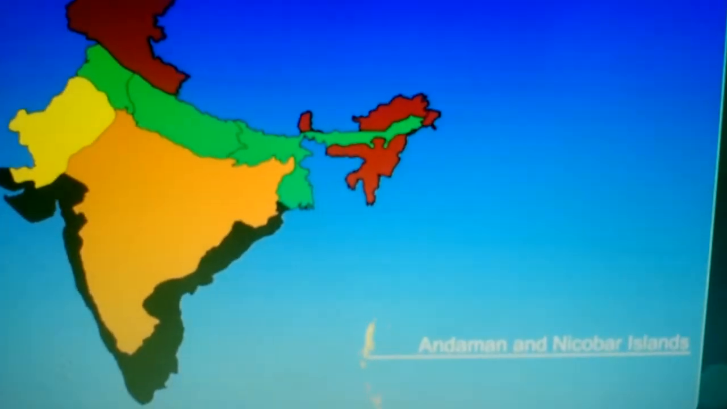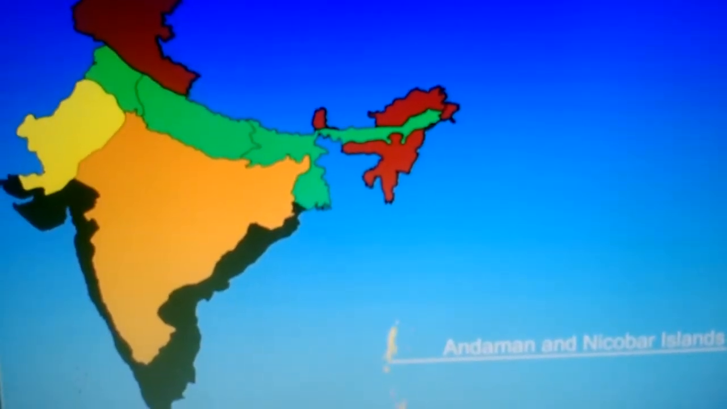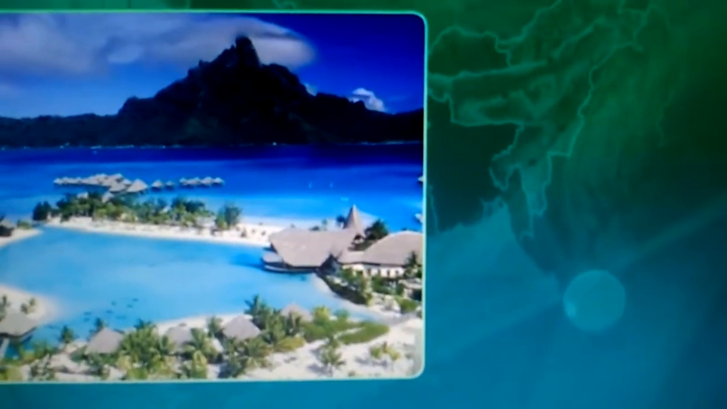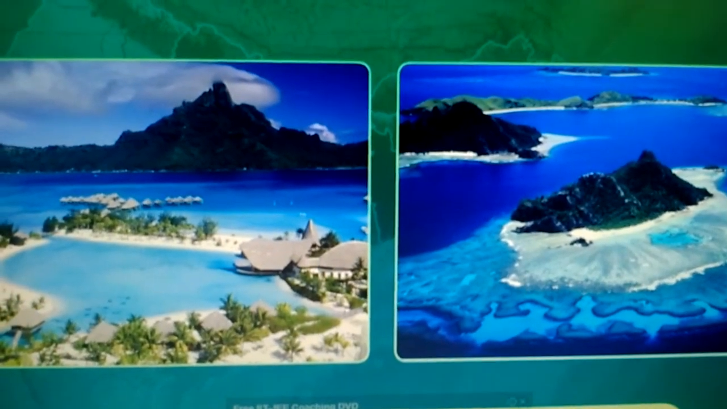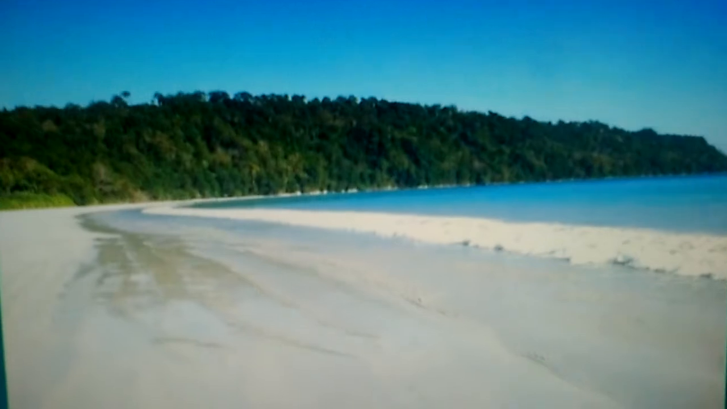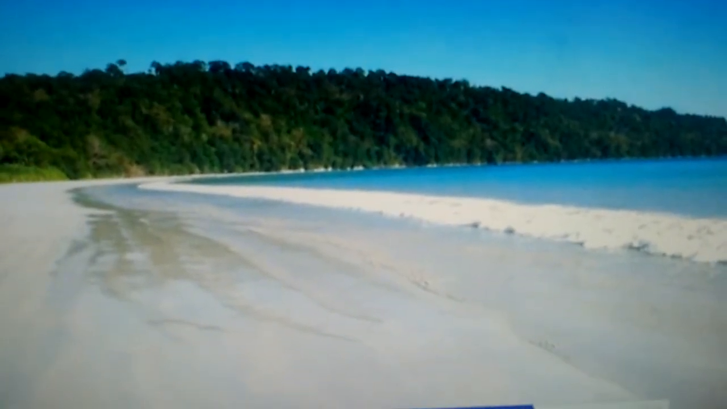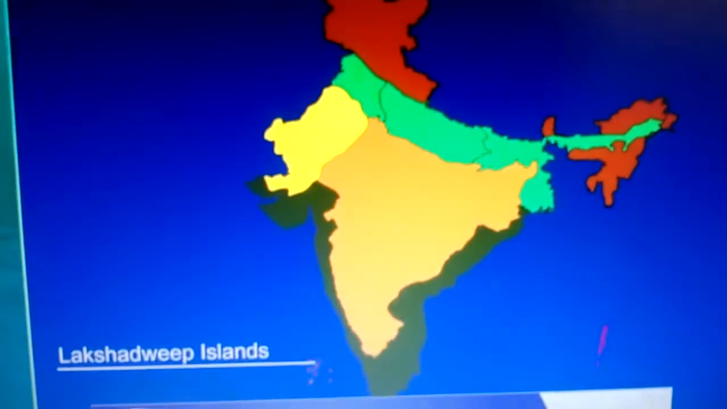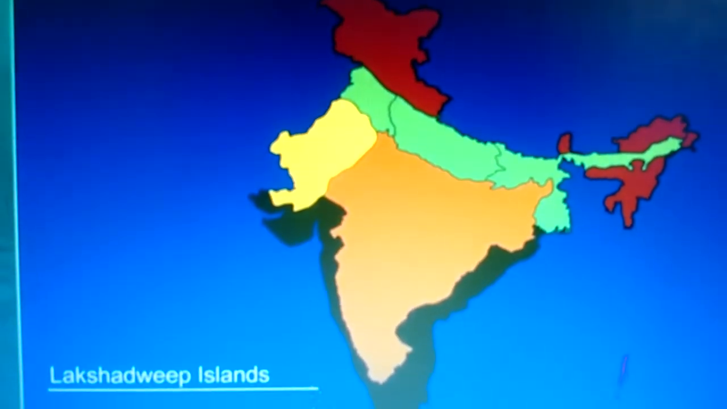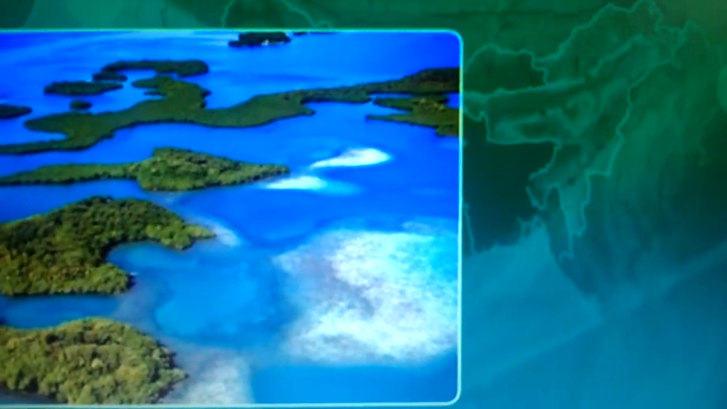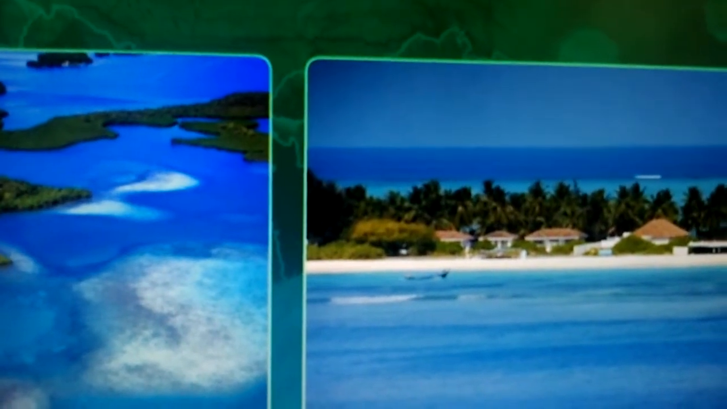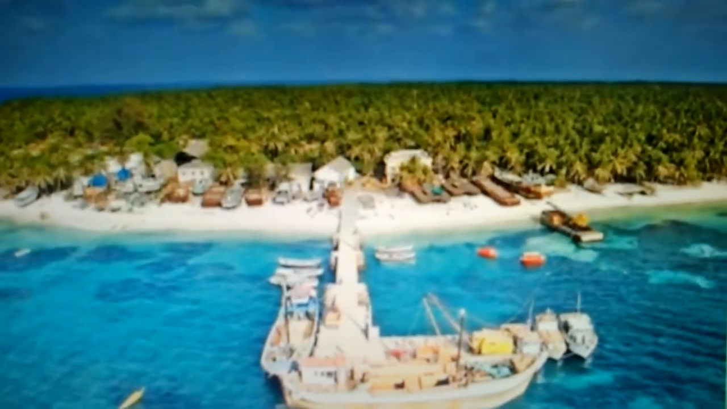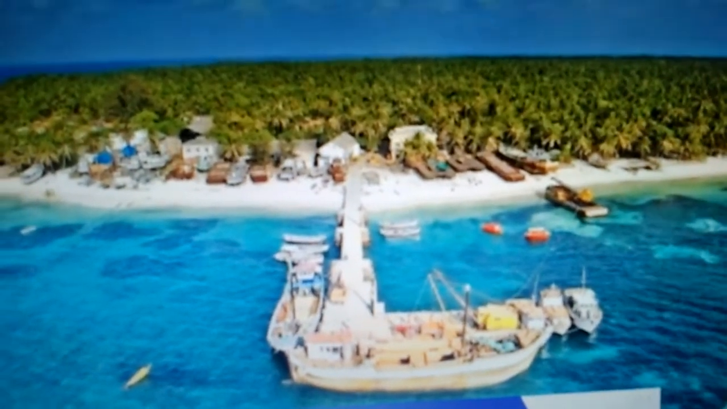The islands of India. The Andaman and Nicobar Islands are estimated to be more than 570 islands, of which 38 are inhabited. These islands are called the Emerald Islands. The Lakshadweep Islands is a group of 36 islands, of which only 10 islands are inhabited. The name Lakshadweep means 100,000 islands.